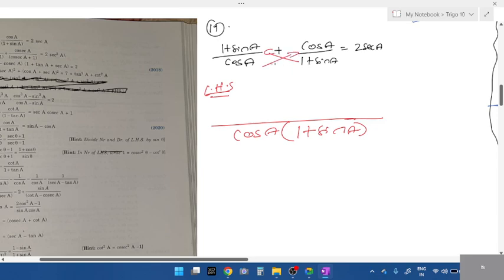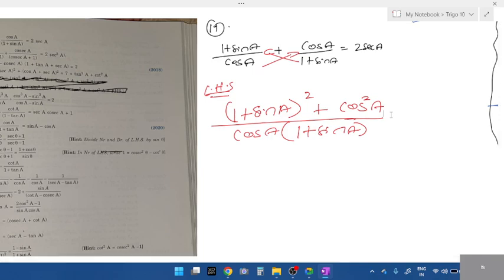Cross multiply. 1 plus sine A is written twice, so you can write 1 plus sine A the whole square. Apply A plus B the whole square concept and cos square A. I think we did one similar question yesterday. Is Kia online? Kia Angel? Both of you, are you solving it, students? Do it. Use A plus B the whole square for the first one.